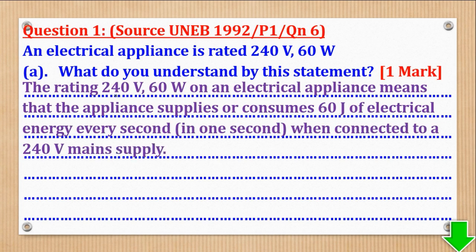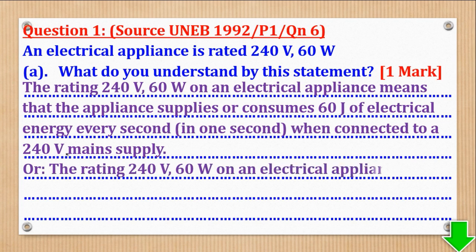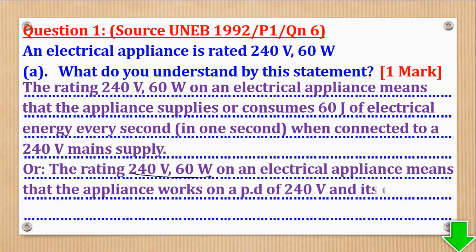So here you shall write and say that the rating on an electrical appliance means that the appliance supplies or consumes 60 joules of electrical energy every second when connected to a 240 volt mains supply. Alternatively, you can say that this rating means that the appliance works on a PD of 240 volt and its output is 60 watt. So any of the two explanations is okay.